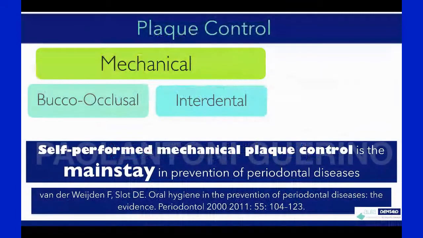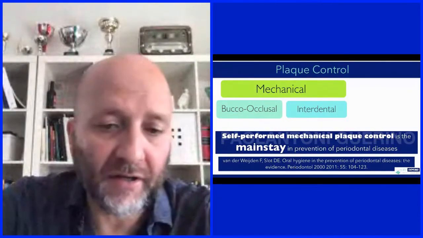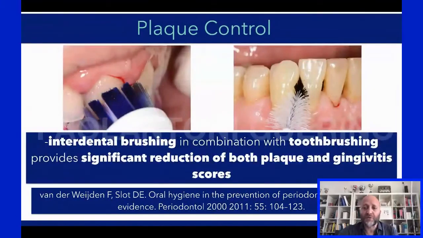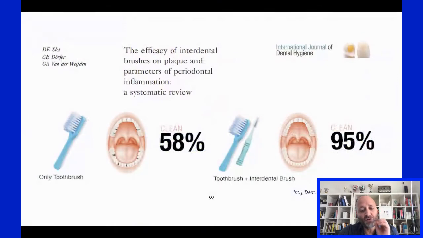We know that self-performed mechanical plaque control is the mainstay of prevention of periodontal disease. At the same time, you know that interdental brushing in combination with tooth brushing provides a significant reduction of both plaque and gingivitis score. And we have a better result if we use the toothbrush at the same time with the interdental brush. There is a lot of difference: if you use only a toothbrush, we can clean only near 60%. If you use a toothbrush and interdental brush, you can clean near 100%.